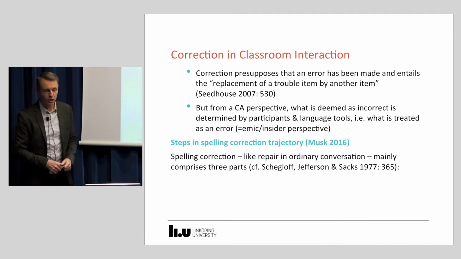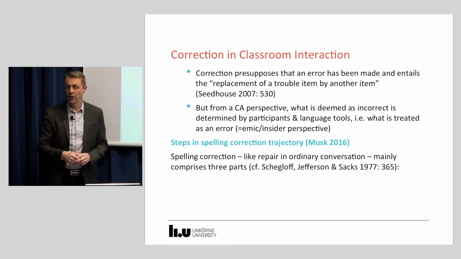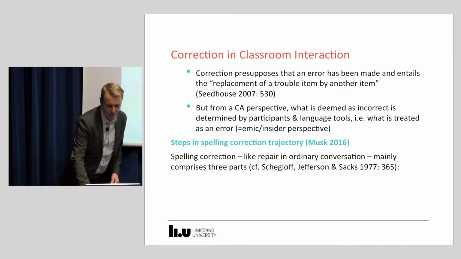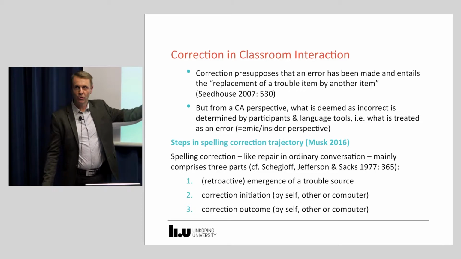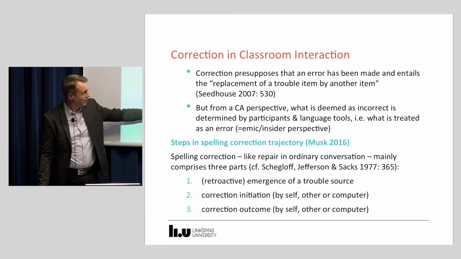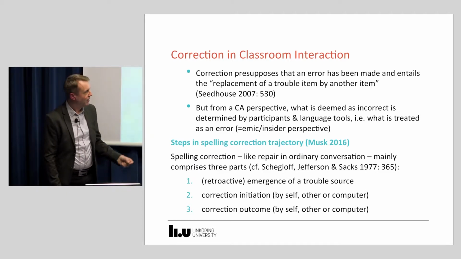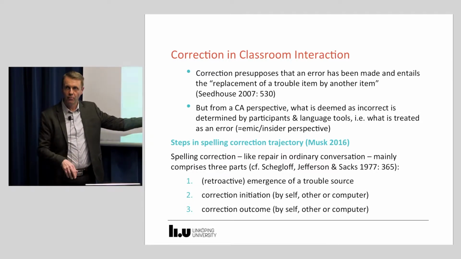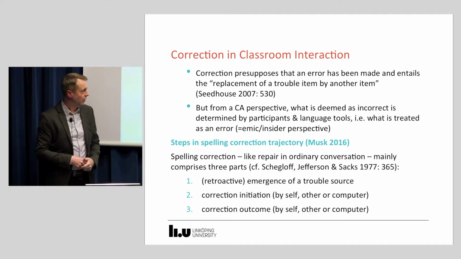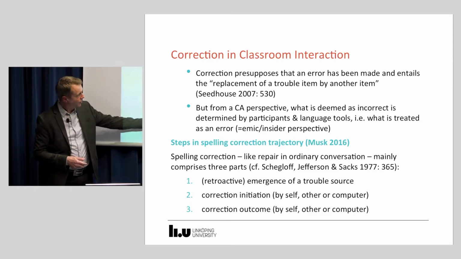So spelling correction, the trajectories of how you correct spellings, are very similar to, and that's maybe what we would expect, the structure that we find in repairs, this three-part structure, where you get the emergence of a trouble source, but that's not there to start with. It only appears retroactively after somebody or something has initiated correction. And in this case, as it's collaborative writing, it could be the person who's typing, the typist, the non-typist, the other, or it could be the computer, the spell checker. And then there's a correction outcome.